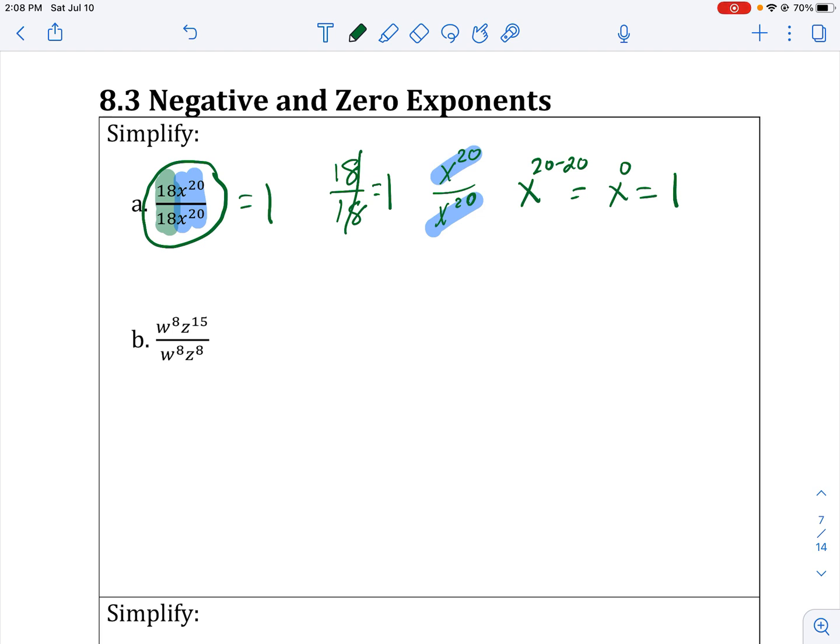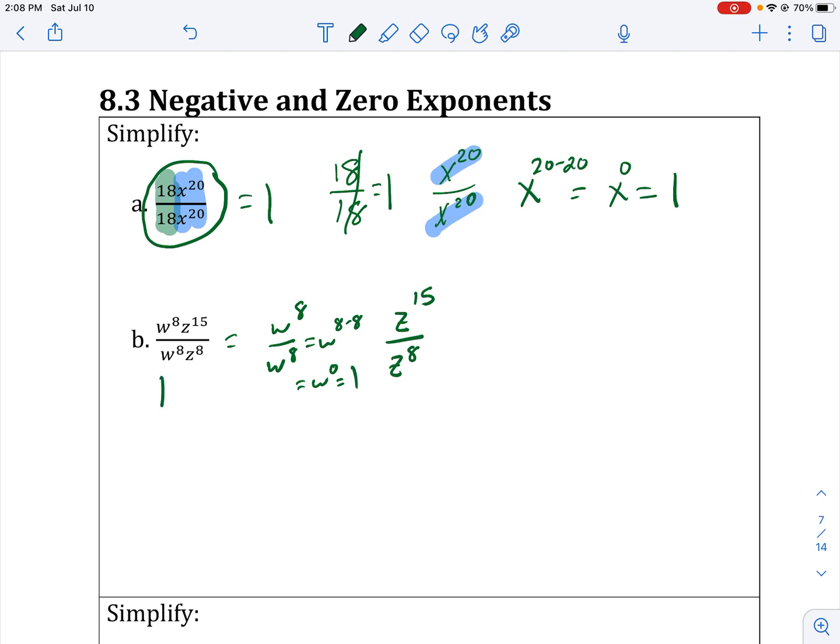So let's do the same thing here. We are going to split this up so that we have like base over like base, and we're only going to do one at a time. So w to the 8th divided by w to the 8th, when I divide like bases, I subtract my exponents, which gives me w to the 0. Again, anything to the 0 power equals 1.